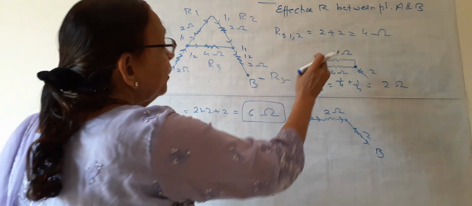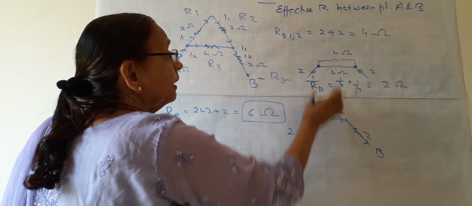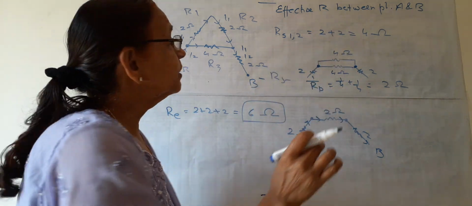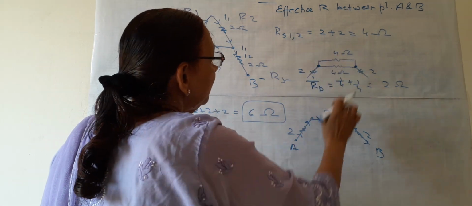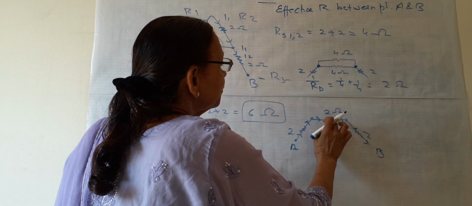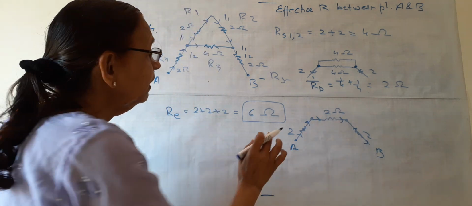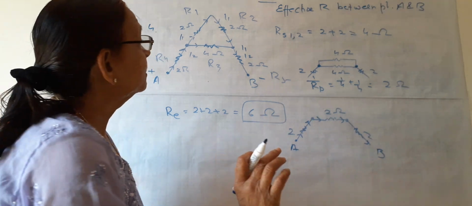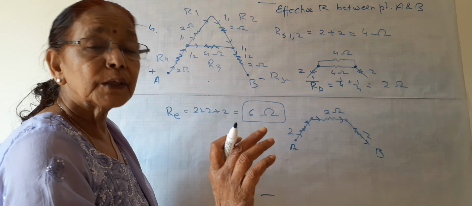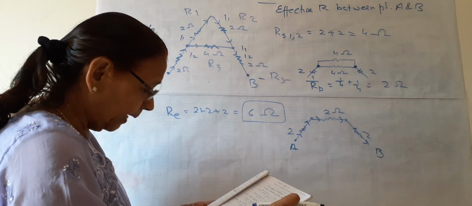You have to redraw the figures again and again by joining the resistors. Here we have joined this and this as 4. Here we joined this and this as 2. And in the last, these 3 remain, which we can see are in series. So this is how we distinguish between what is in series and what is in parallel.